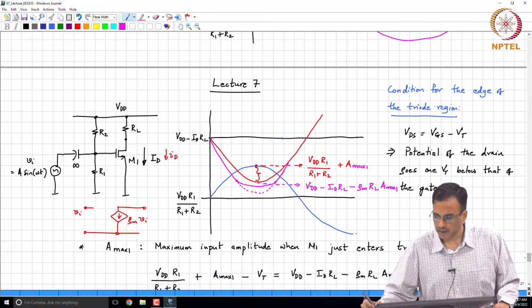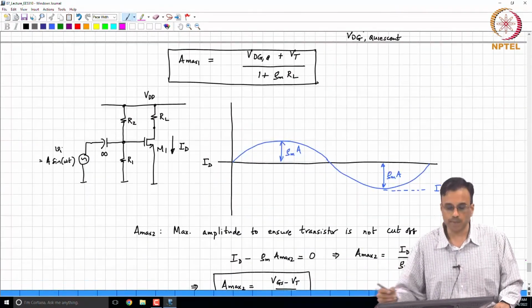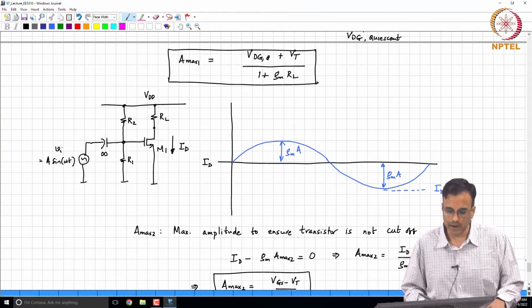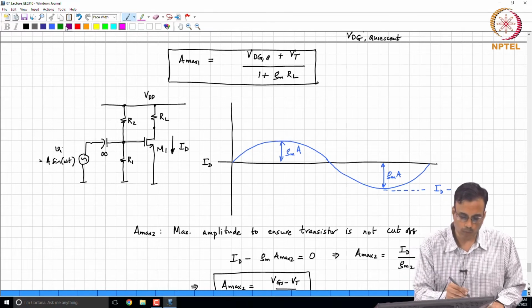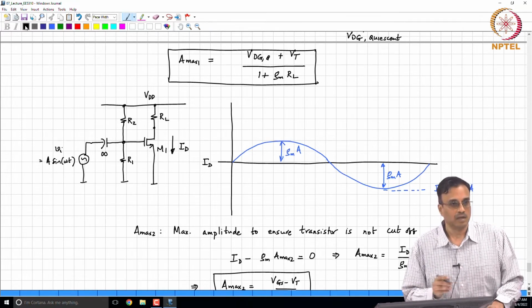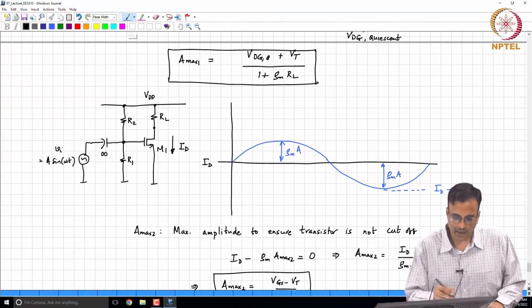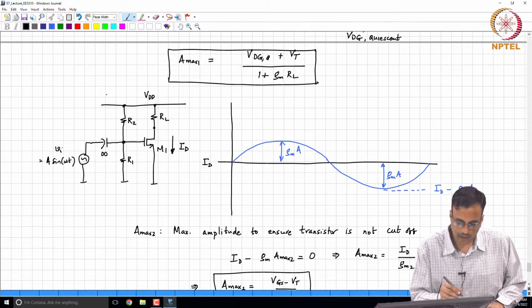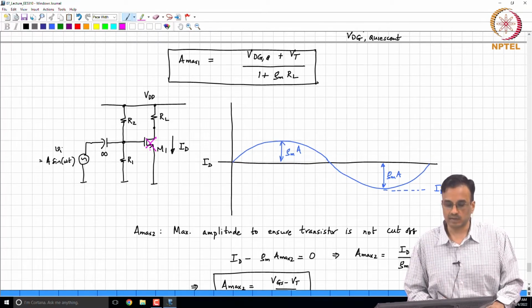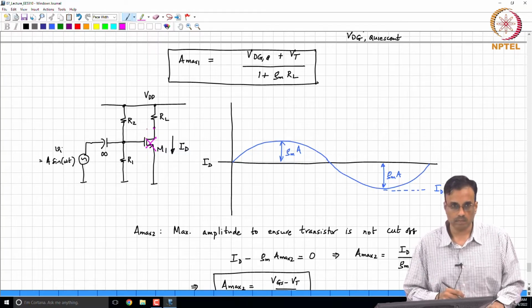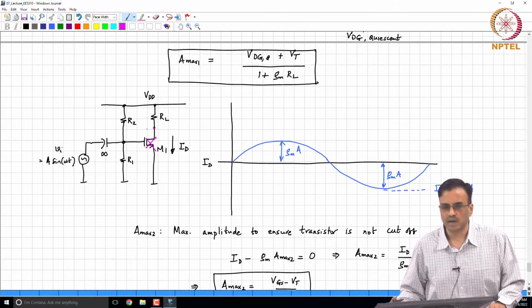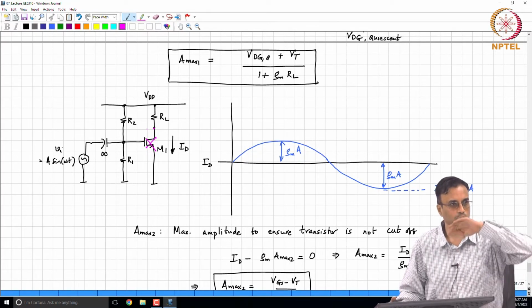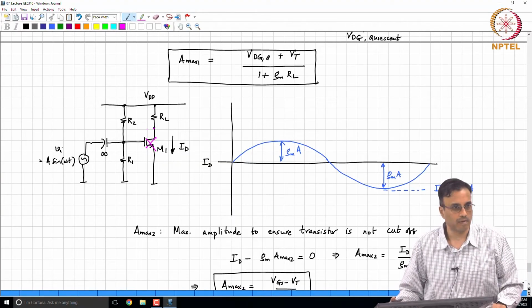Now, similarly, with the other region of operation, when the transistor gets cut off, what comment can you make about the output voltage? What happens to the output voltage? When the transistor is cut off, in this particular example, what do we expect to see? Well, there is no current flowing through the transistor. So, the output voltage goes to VDD and remains there. So, again you can see that the top of the sine wave is getting chopped off.